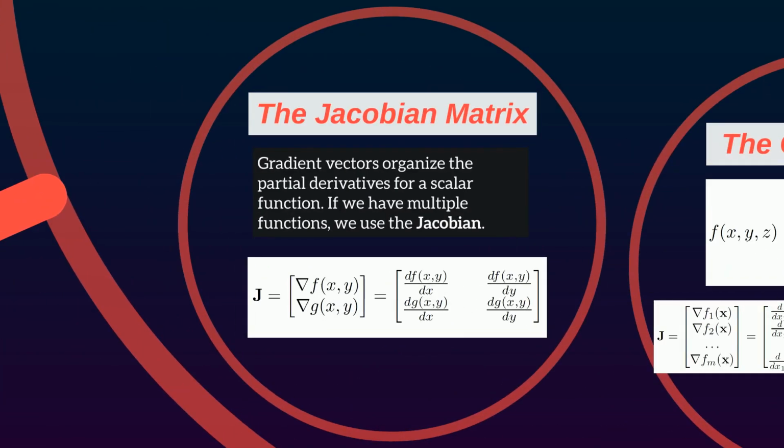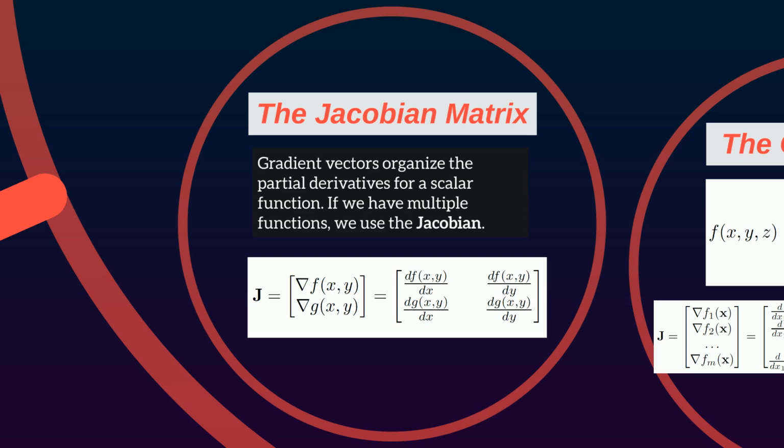So these gradient vectors can be organized, the partials for a scalar function, and if we have multiple functions, we're going to use the Jacobians. So this is going to be a vector of gradients now. If we had 2 functions, f of x, y and g of x, y, the Jacobian is going to be the gradient of f of x, y in the first position of our column vector. The second is going to be the gradient of g of x, y. And this is going to produce a 2 by 2 matrix.